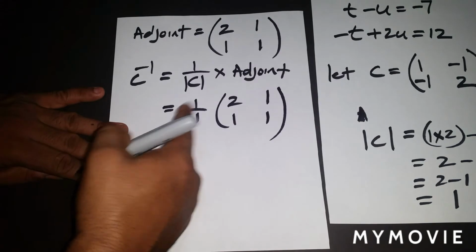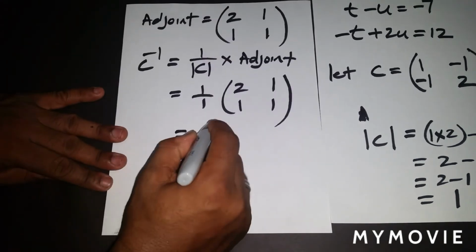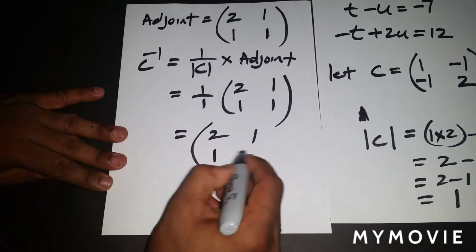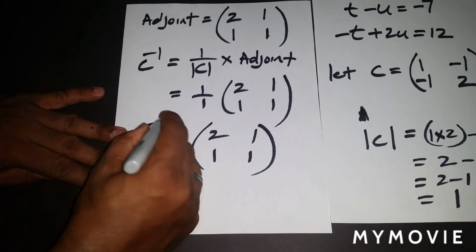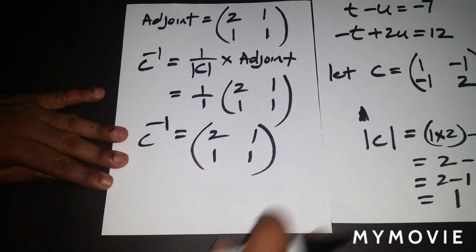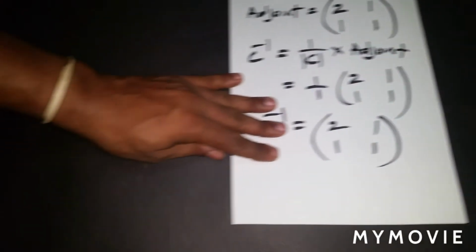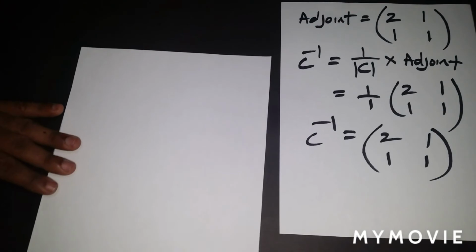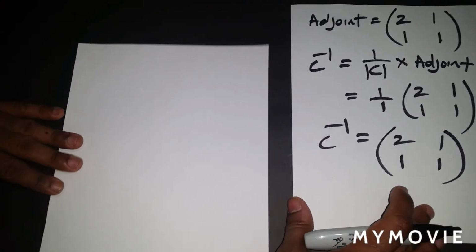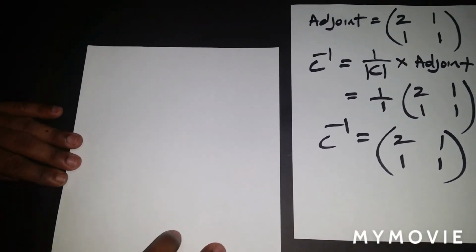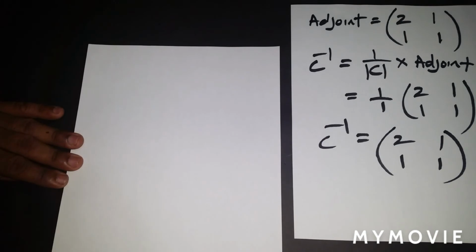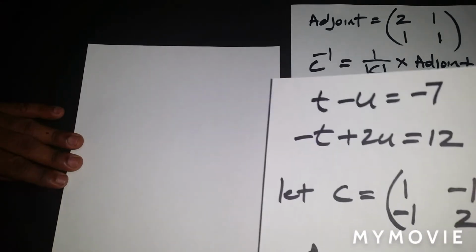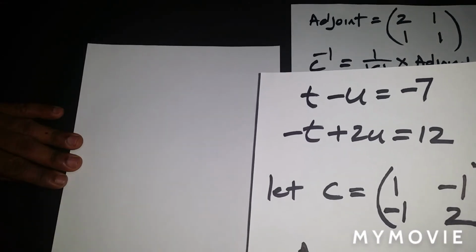So if you take 1 and multiply by a matrix, you're simply going to get by that matrix 2, 1, 1, 1. And that is what the inverse is. So now that we found the inverse of the matrix, we can go ahead and generate the matrix setup to allow us to calculate the values of t and u. Now, remember, t came first in both equations and then u.